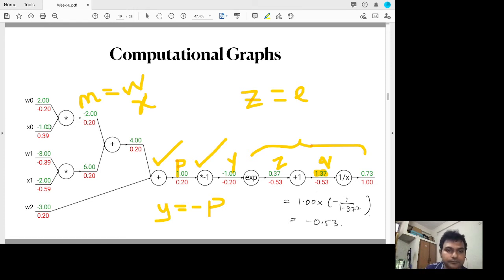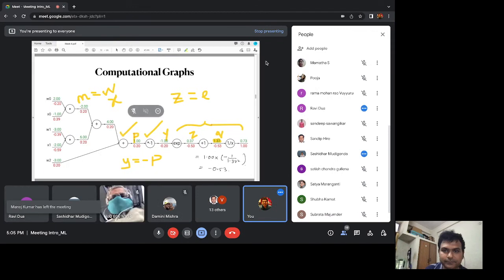You already know dou f dou m. So dou f dou x would be dou f dou m into dou m dou x. Am I correct? Yes, sir. So you already know dou f dou m, which is 0.2 in this case, and dou m dou x is precisely w. So you are multiplying this 0.2 with w to get 0.4.